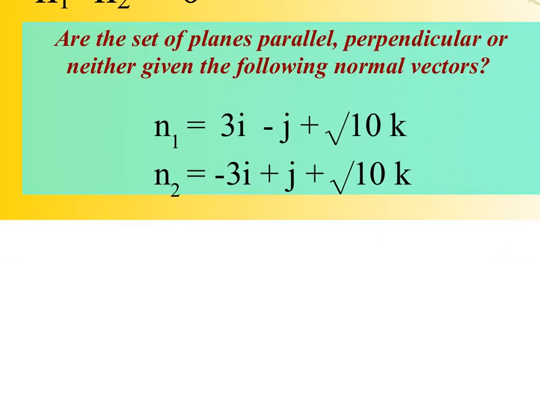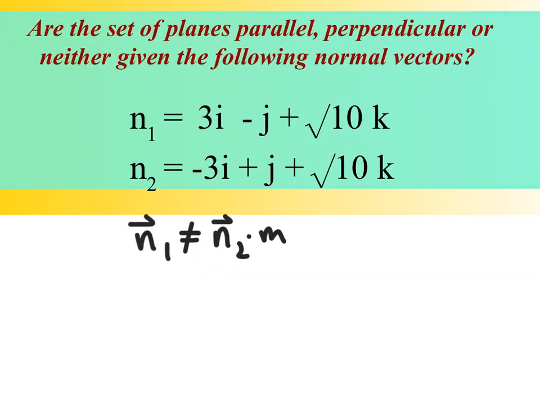So are the set of planes parallel, perpendicular, or neither, given the following information? What we would have to do is, first of all, I can confirm it looks like the first normal vector is not proportional to a scalar multiple of the second. So we know that they are not parallel. But the second one I got to do a little work for.